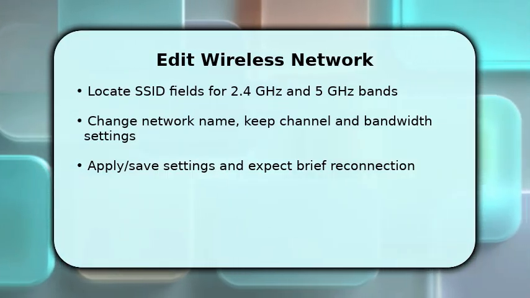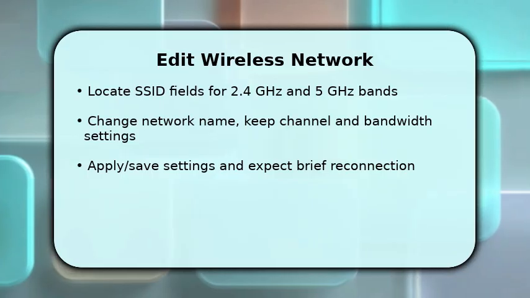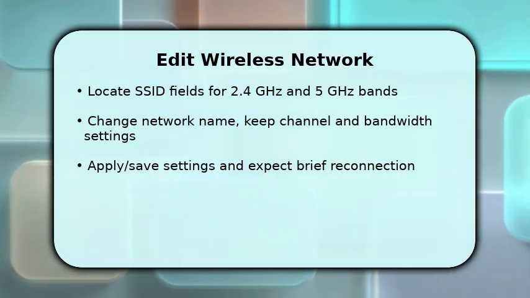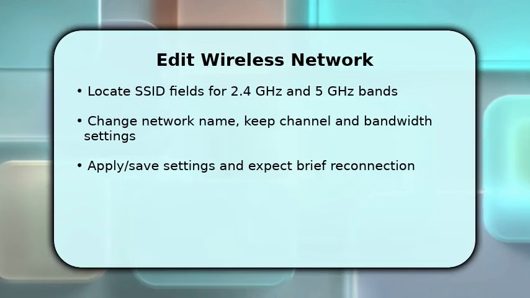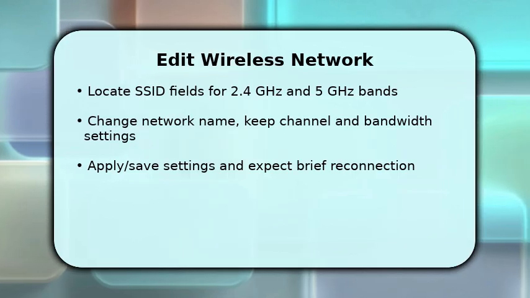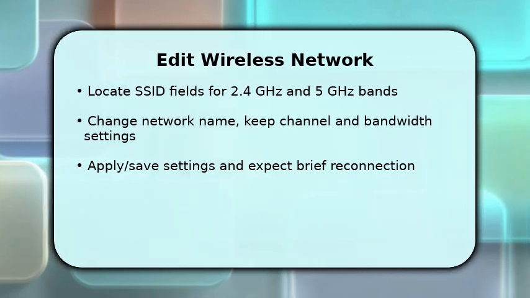Find separate fields for 2.4 and 5 GHz and type distinct, clear names. You can append 2G or 5G to tell them apart. While you're here, verify security mode is WPA2 or WPA3 and update the Wi-Fi password if needed.